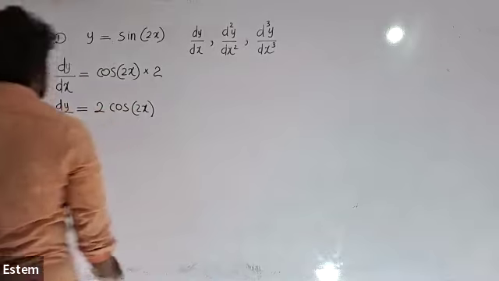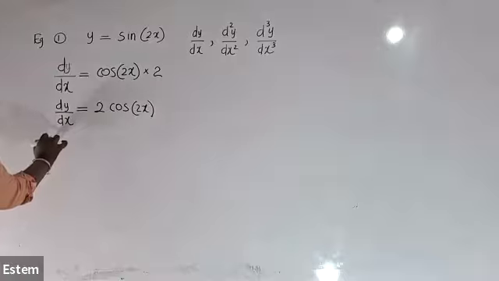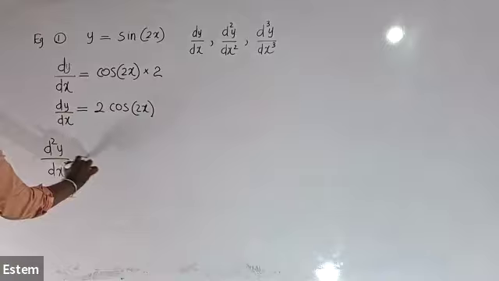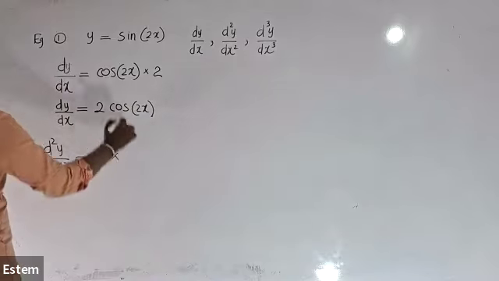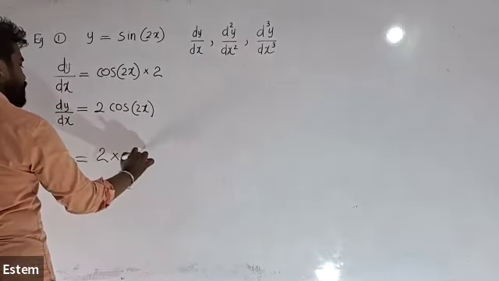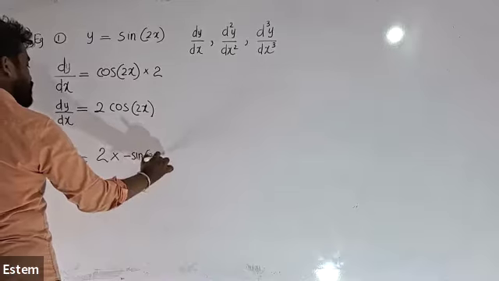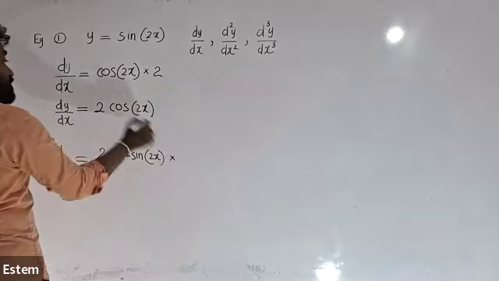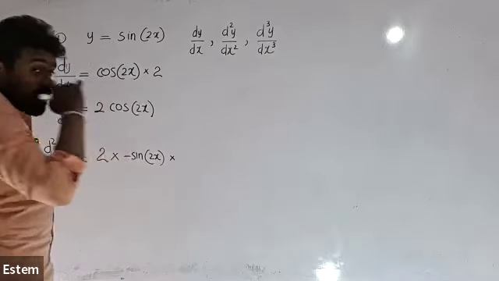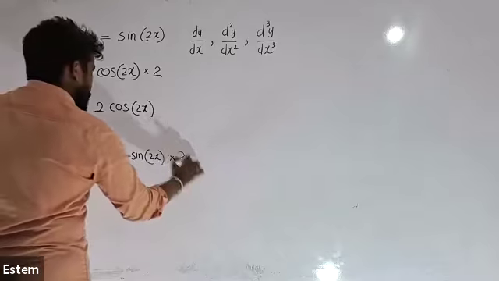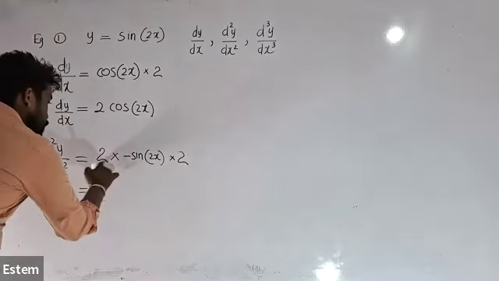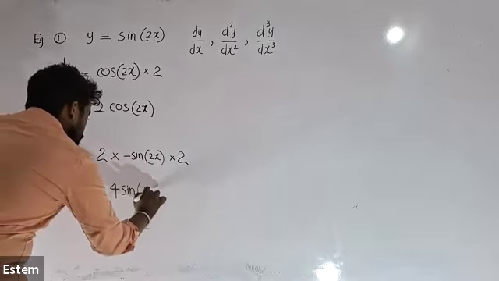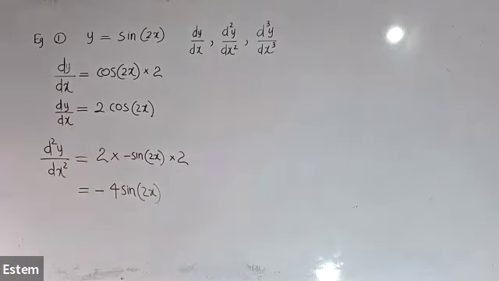Then we should find the second order differentiation, d squared y over dx squared. The differentiation of cos 2x is minus sine 2x, and it should then be multiplied by the differentiation of 2x, which is also 2. Then the final answer is minus 2 into 2 is 4, minus 4 sine 2x.